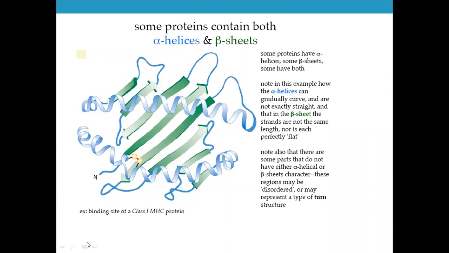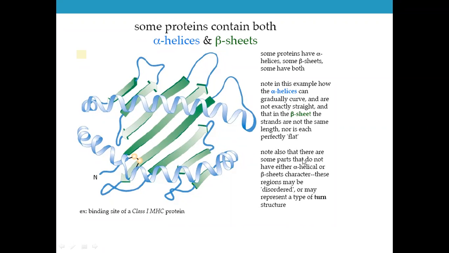This is just an example of a protein that is used for one of the metabolic reactions in biological systems. So note again that the alpha helix can gradually curve and is not exactly straight, and that in the beta sheets, the strands are not the same length. You see here, the strands are not the same length, nor is each one perfectly flat.